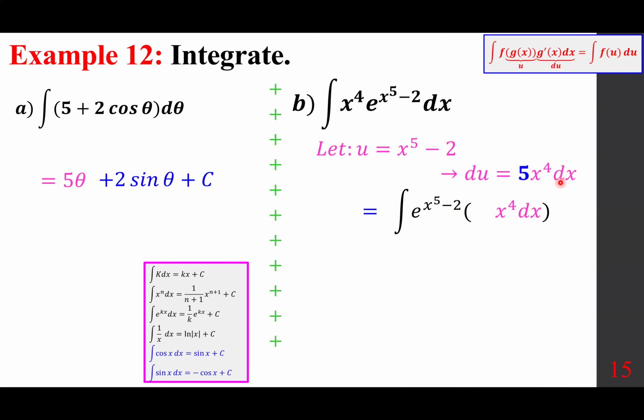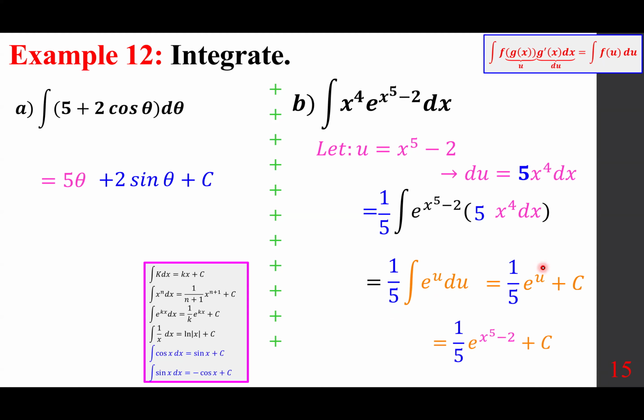Again, you can solve for dx. That's what everybody does. Most everybody does. But I'm telling you an easy way. Just throw in the 5, undo it with 1/5. It's a lot faster. And so what you have now, you have 1/5 the integral of e to the power of u du. And this one, the answer is itself. So 1/5 e to the power of u, and a constant. And u is replaced with x to the power of 5 minus 2. And we are done.